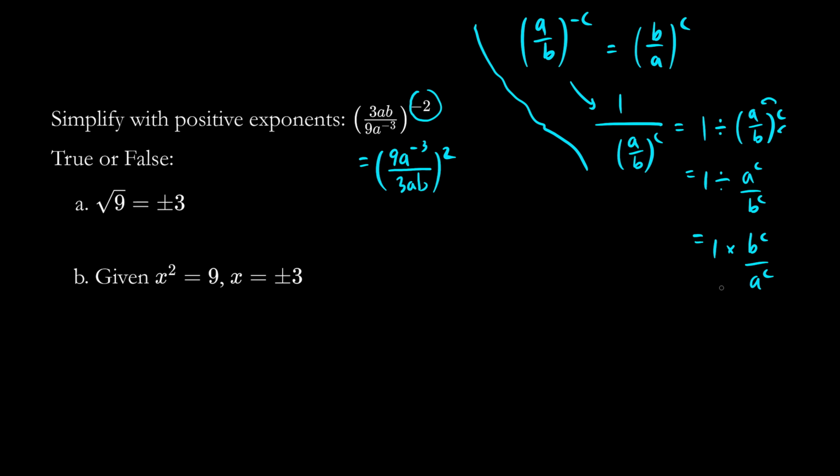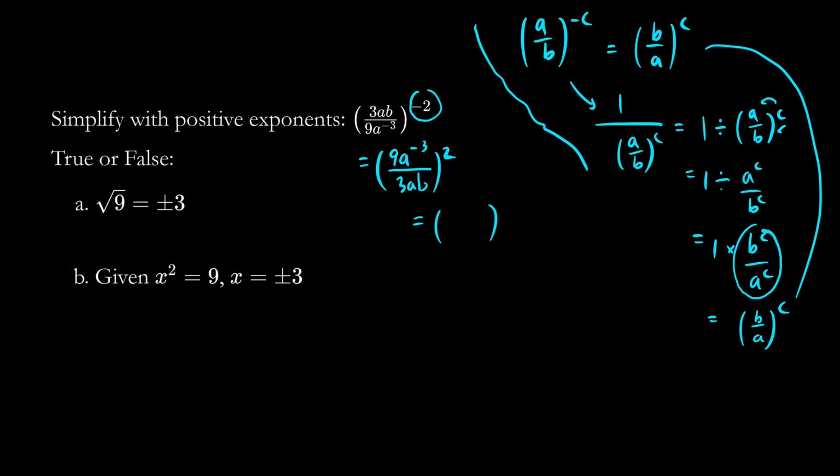And as you can see, anything times 1 is itself, and this part here can be written as b over a all to the c. So indeed, we can believe the statement. So we simply switch the top and the bottom, and we made the negative exponent positive. So this is a very good strategy. Now let's clean this up.